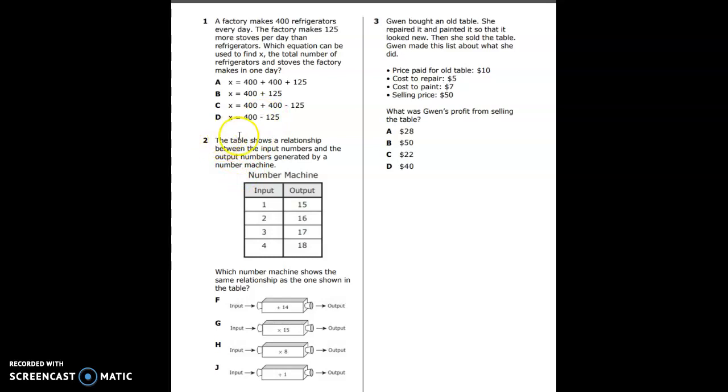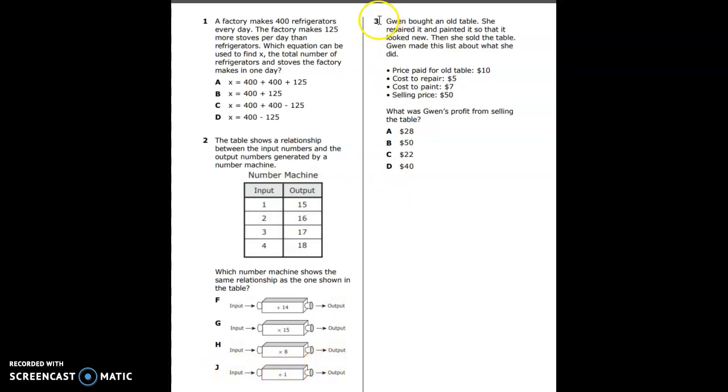Number 2. The table shows a relationship between the input numbers and the output numbers generated by a number machine. Here's our number machine. The input is 1, the output is 15. The input is 2, the output is 16. The input is 3, the output is 17. The input is 4, the output is 18. Which number machine shows the same relationship as the one shown in the table? F. Input plus 14, output. G. Input times 15, output. H. Input times 8, output. J. Input plus 1, output.